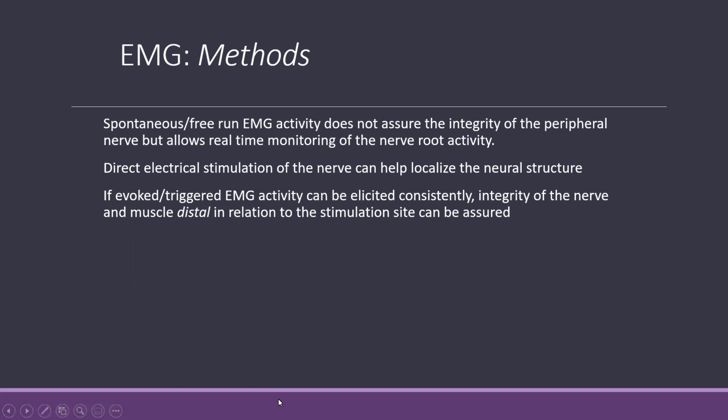Spontaneous or free run EMG activity does not ensure the integrity of the peripheral nerve, but does allow real-time monitoring of the nerve root activity. Direct electrical stimulation of the nerve can help localize neural structures. And if evoked or triggered EMG activity can be elicited consistently, integrity of the nerve and muscle distal in relation to the stimulation site can be assured.